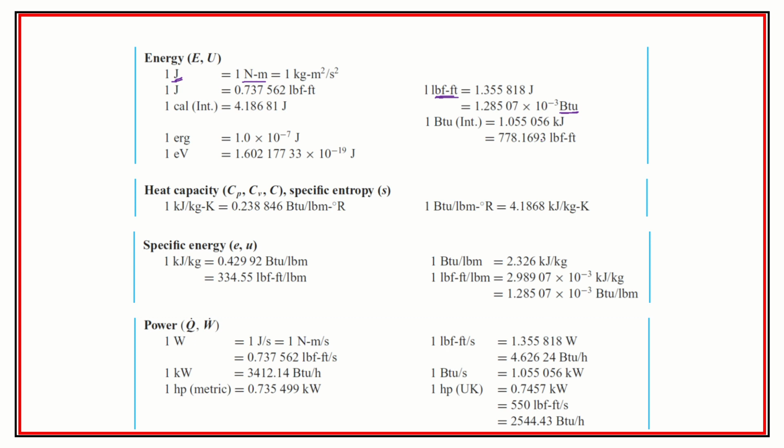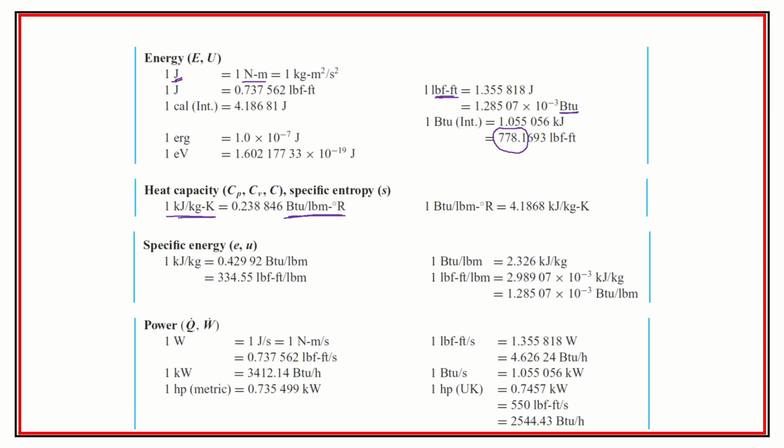A good conversion to notice is 778 foot-pounds per BTU. So we're going to do a conversion. 778 foot-pounds per BTU is a good conversion scale that I used to use all the time as an engineer and as a student. The heat capacity, we usually use in US units, we use BTUs per pound mass degree Rankine.